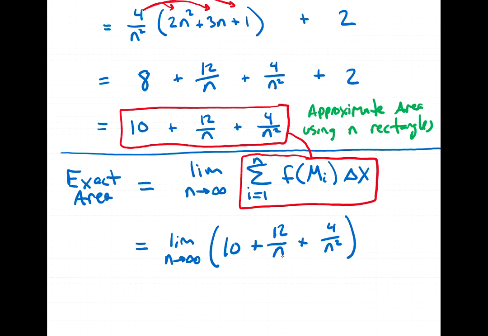And 12 over n, as n gets big, 12 over n goes to 0. 4 over n squared goes to 0. So this is equal to 10. So 10 square units is the area bounded by the graphs of f of x equals 3x squared plus 1, the x-axis, and the vertical lines x equals 0 and x equals 2.